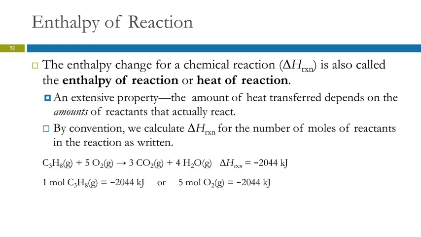So by convention, we calculate delta H, the heat of reaction, based on how we've written out the chemical reaction. Because this is the heat of reaction, we've got a chemical reaction that we're looking at. So here's the chemical reaction for the combustion of propane. In this reaction, 1 mole of propane is burning. Here, the heat of reaction is listed as negative 2,044 kilojoules. Well, that would change if you had more propane or less propane.